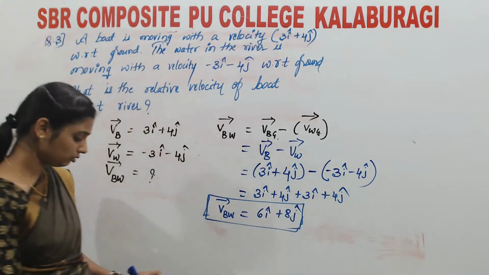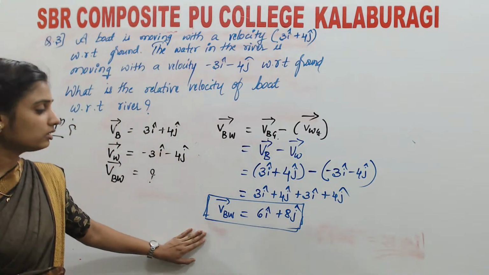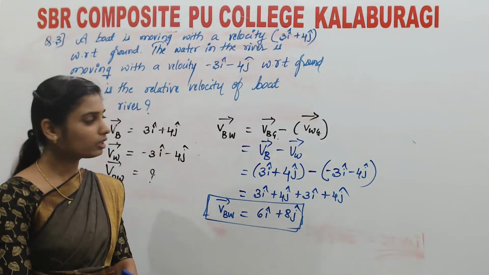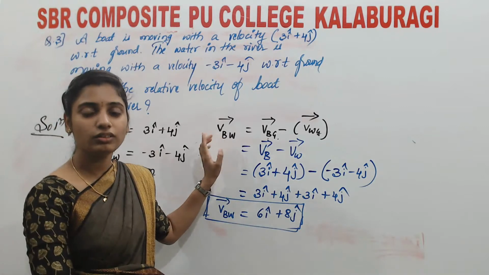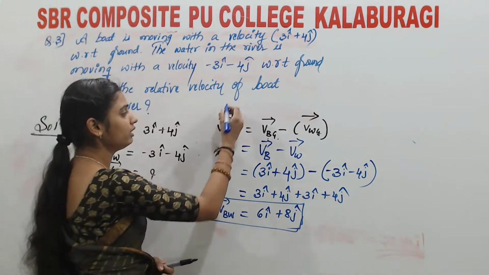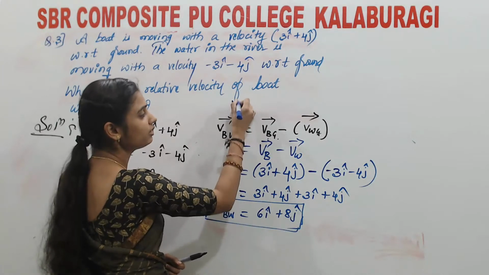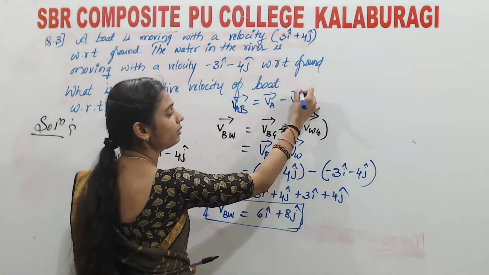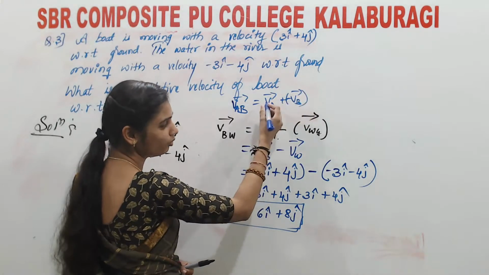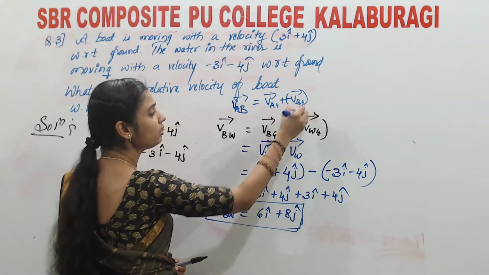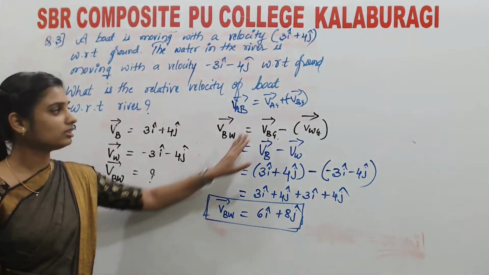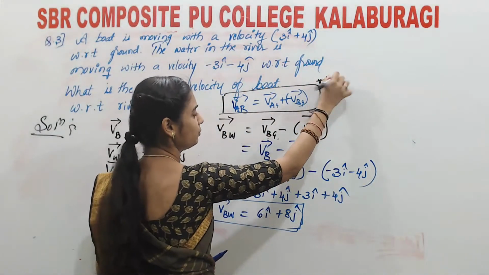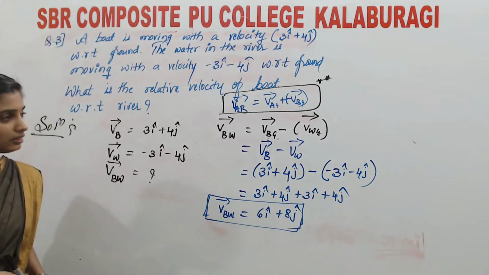So this is what you were asked to find: the velocity of boat with respect to water is 6i cap plus 8j cap. Now we know that the relative velocity of one body with respect to another can be written as: relative velocity of A with respect to B is velocity of A minus velocity of B. Do not get confused. This is usually measured with respect to ground. This is the most important formula you should remember.